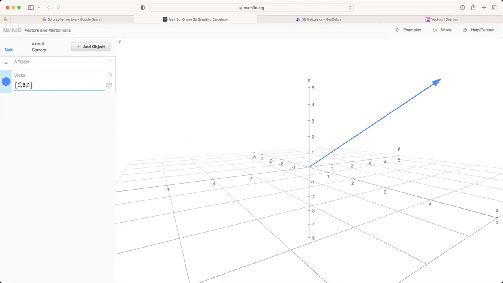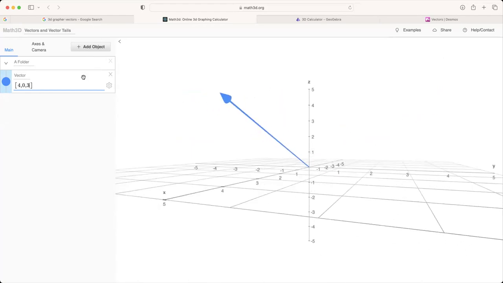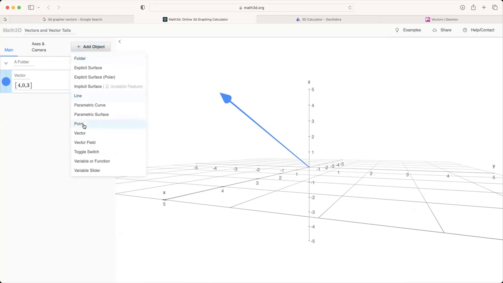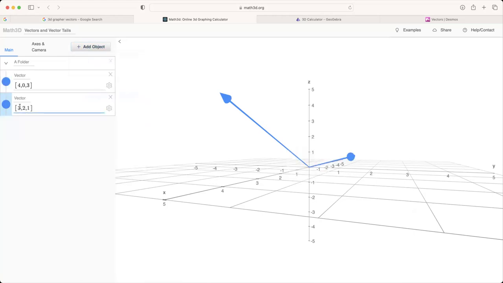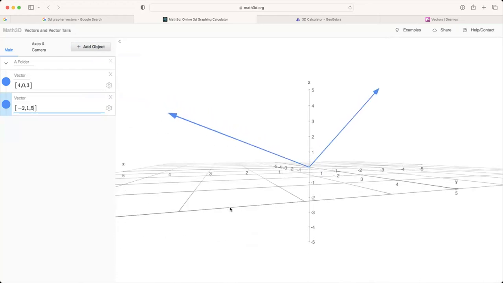So the very first vector, vector A, has components 4, 0, and then 3. So this is your very first vector. And the second vector, I'm going to add another object for you, has components -2, and then 1, and then 5. So this is your second vector. As you can see, they have different lengths, they have different magnitudes. The distance between the origin and the terminal point is going to be different.